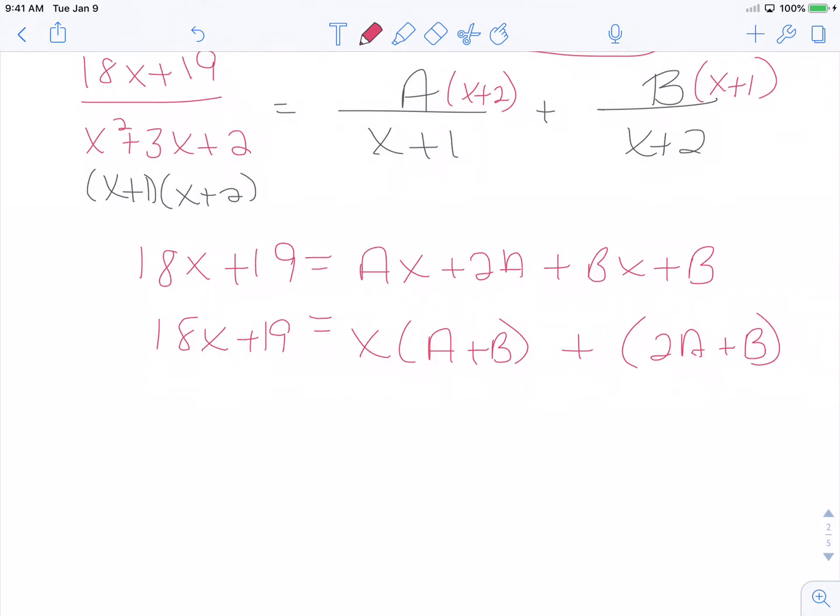So finally, creating two equations. Maggie, what two equations would we have if we try and set this up as a system of equations? 18 equals a plus b, and 19 equals 2a plus b. Yeah.